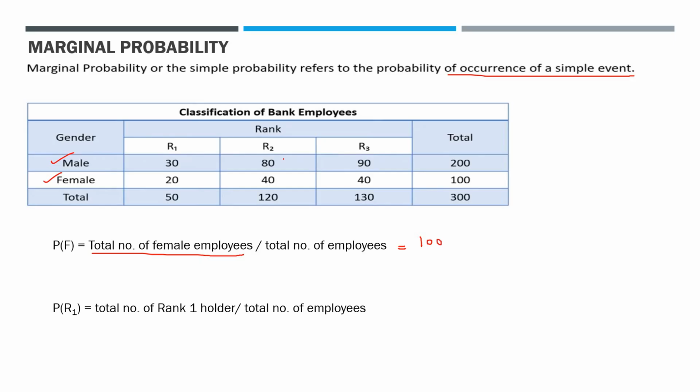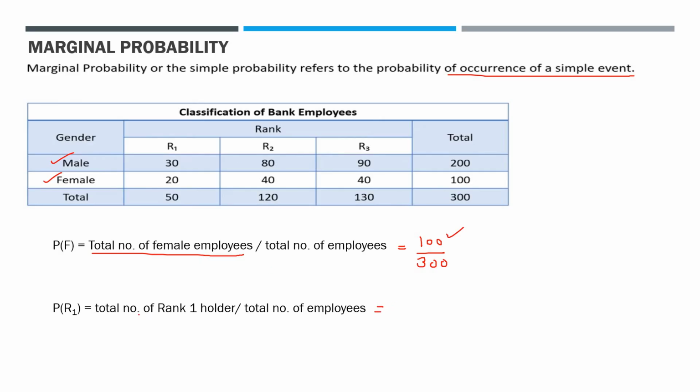That is across all the rank holders, that is R1, R2, and R3. And what is the total number of employees? That is equal to 300. So this is the possibility of having only the female employees, 100, out of the total possible events, that is, the total number of employees.